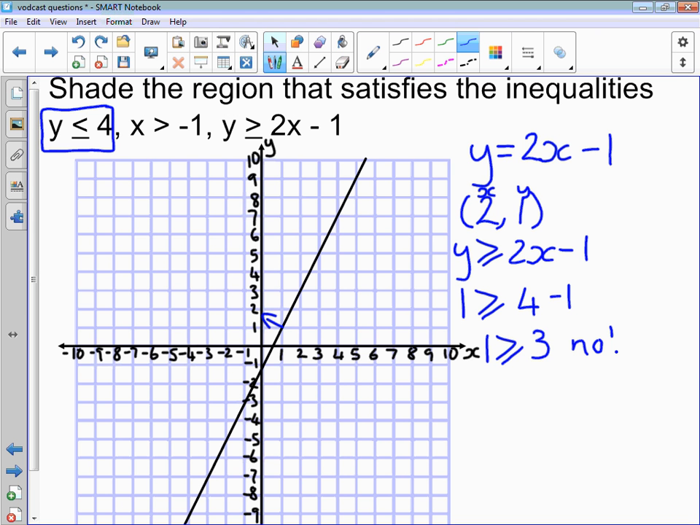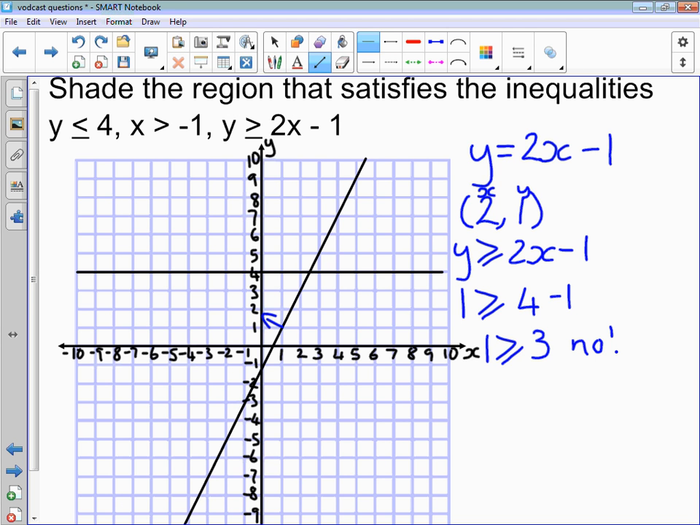So I've got y is less than or equal to 4. So I'm going to use a solid line again because we've got the equal to. I'm going to draw the line y equals 4 using a solid line. Again, I'm not going to do any shading just yet because I haven't drawn on all my lines. But I need to remember that because we've got y is less than or equal to 4, I'm going to be shading below that line.